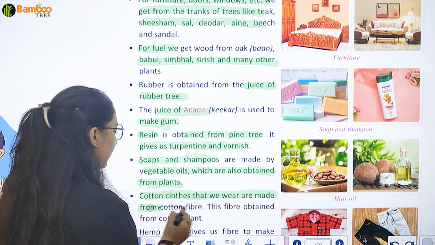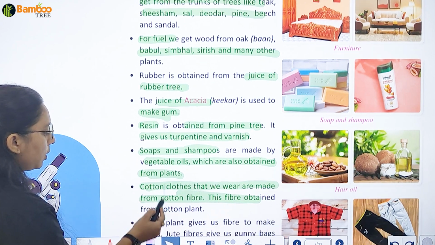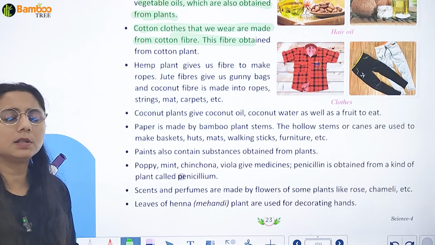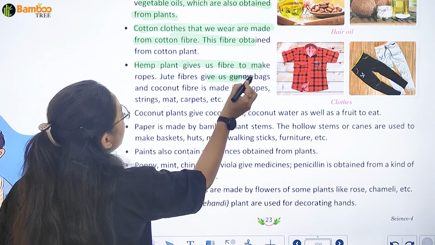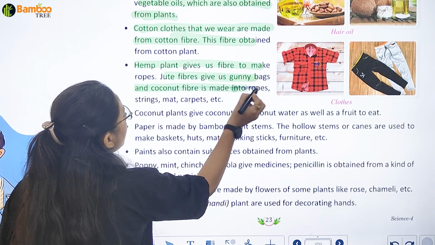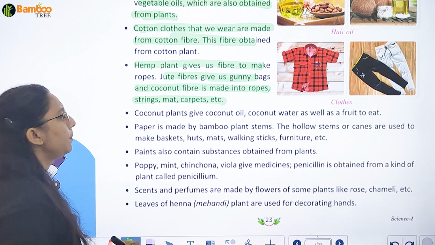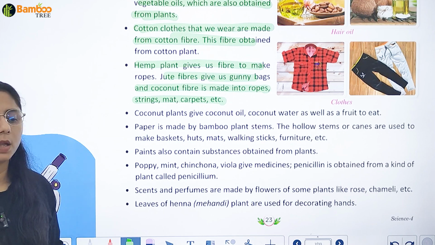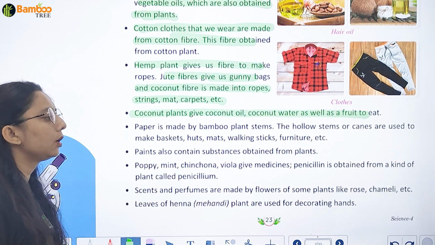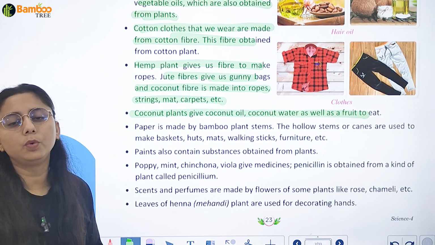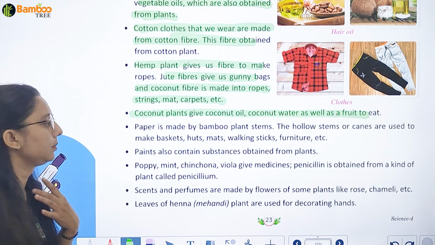Cotton clothes that we wear are made up of cotton fiber, which is obtained from the cotton plant. Then we have hemp. The hemp plant gives us fiber to make ropes. Jute fiber gives us gunny bags, and coconut fiber is made into ropes, strings, mats, carpets, etc. Coconut plant क्या देता है? Coconut oil देता है, coconut water देता है, fruit ये देखा ना, coconut खाते भी.